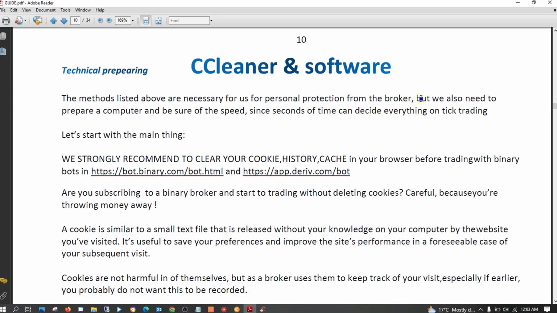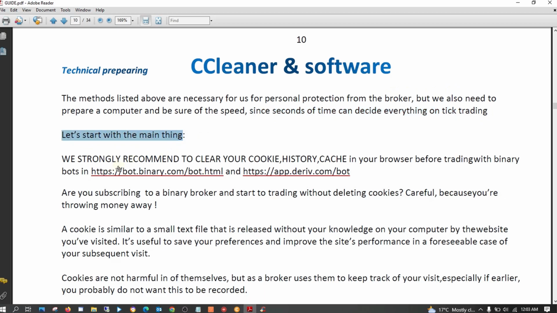But CCleaner is used to prepare the computer for speed. You can use a VPN and a fast internet connection, but if your computer is not clean enough, you still won't get the speed that is needed. Since seconds of time can decide everything on tick trading, if the computer is clean, it can decide on every tick when you're trading.